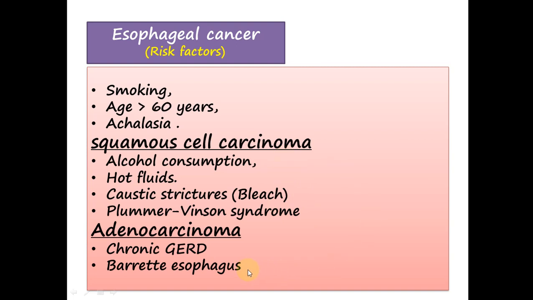For adenocarcinoma, the two major risk factors which are of major concern are chronic gastroesophageal reflux disease, also known as GERD, and Barrett esophagus, in which the squamous epithelium of the esophagus undergoes metaplasia, and as a result of the metaplasia, it is converted into columnar epithelium of the intestinal type containing goblet mucus-secreting cells, and this situation is known as Barrett esophagus.